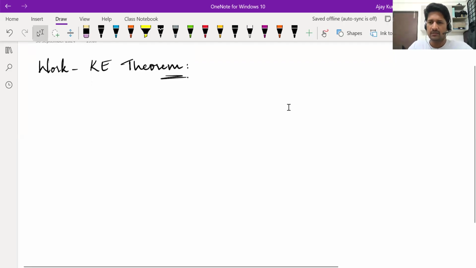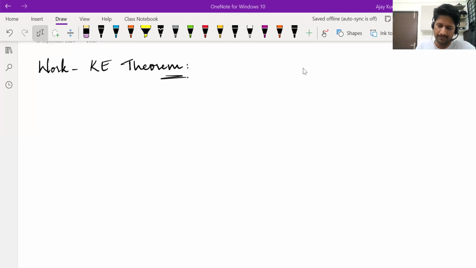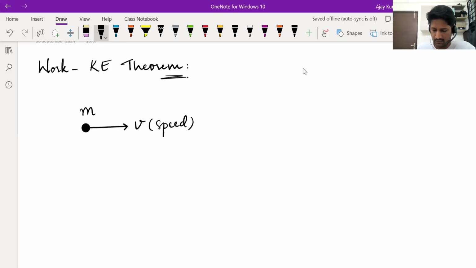Can any of you tell me the basic formula for kinetic energy of an object? Half mv square. Aishwarya, are you aware of this formula? Yes, sir. Right. You must have learned it in your lower classes also. If an object or a particle of mass m moves with a speed v, then its kinetic energy is calculated as half m v square.